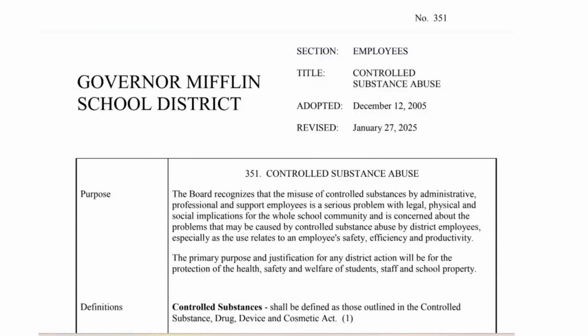In addition, Policy 351 talks about controlled substances and substance abuse by staff members within Governor Mifflin School District. There is a separate training on Governor Mifflin School District being a drug-free workplace. However, it's important to note Policy 351. Please take a moment to pause this video and review Policy 351.